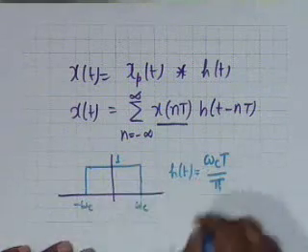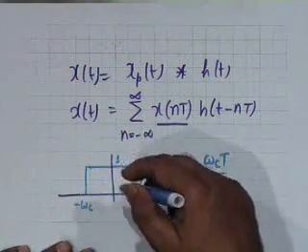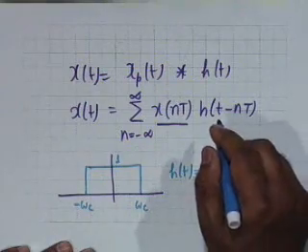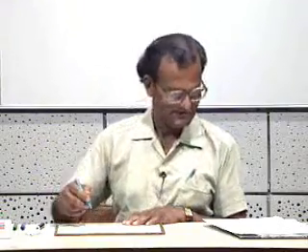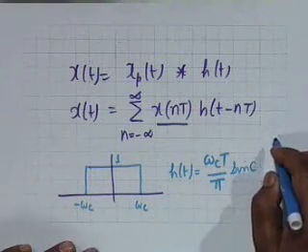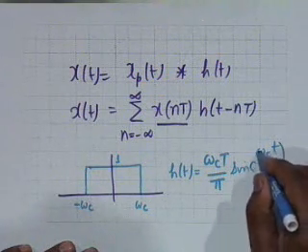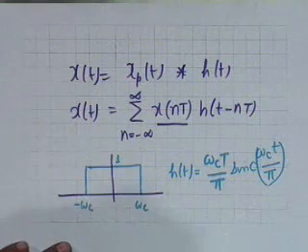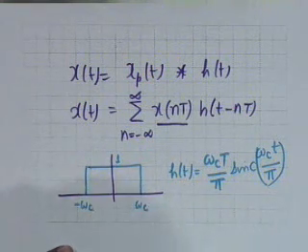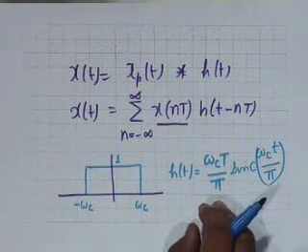h of t is 1 by 2 pi, integral from minus omega c to plus omega c of 1 multiplied by e to the power j omega t, d omega. So what you get is omega c by pi times sinc of omega c t by pi. This is the formula. And you can see that h of t is not equal to 0 for t less than 0. Isn't that right? And therefore this is a non-causal system.